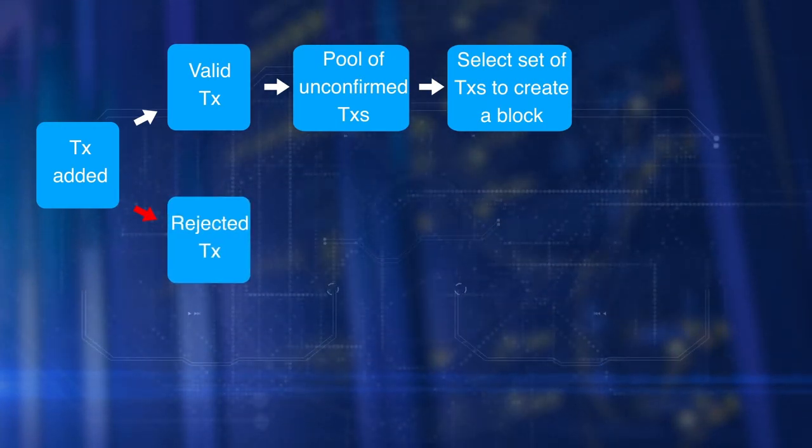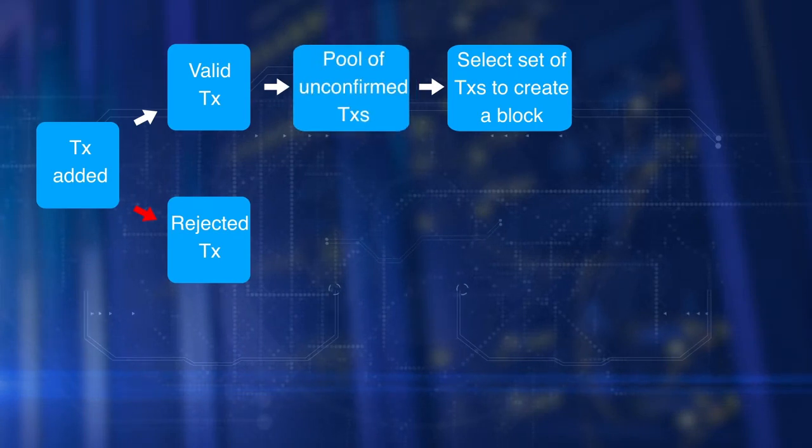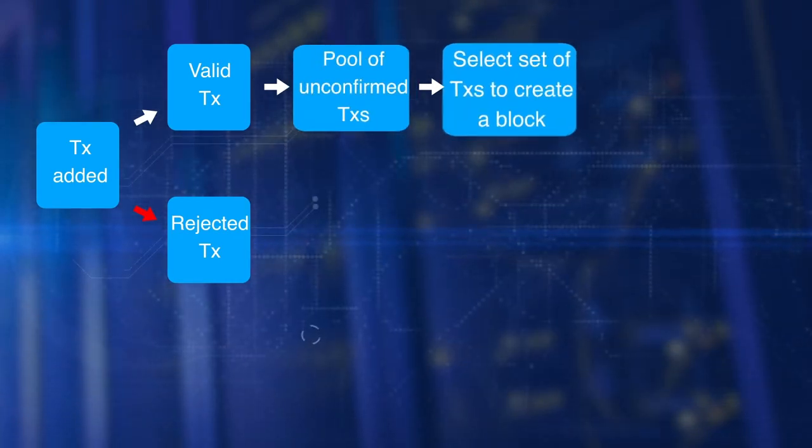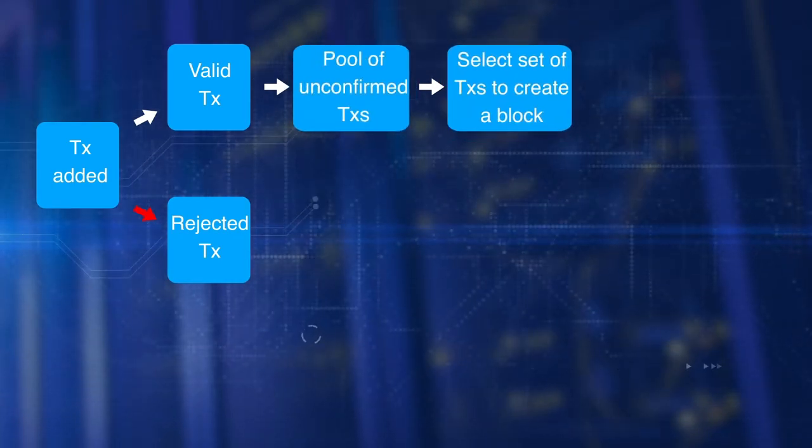All the valid transactions are added to a pool of transactions. Miners select a set of transactions from this pool to create a block. This creates a challenge. If every miner adds the block to the chain, there will be many branches to the chain, resulting in inconsistent states. Recall that blockchain is a single, consistent, linked chain of blocks. We need a system to overcome this challenge.